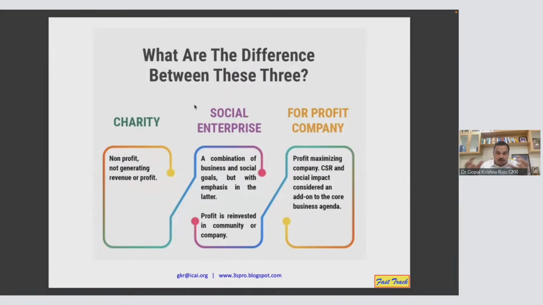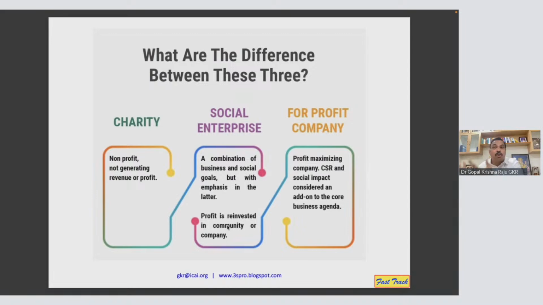For example, I am a profit-making company, but I want to do social activities. You want to call yourself a social enterprise, not a profit enterprise. Profit also I will do, but I want to be called a social enterprise. Then please look at this. Profit is reinvested in the community. Please watch this word. This is very important.